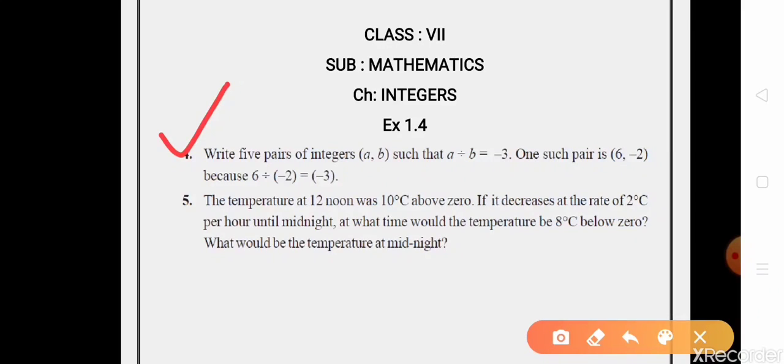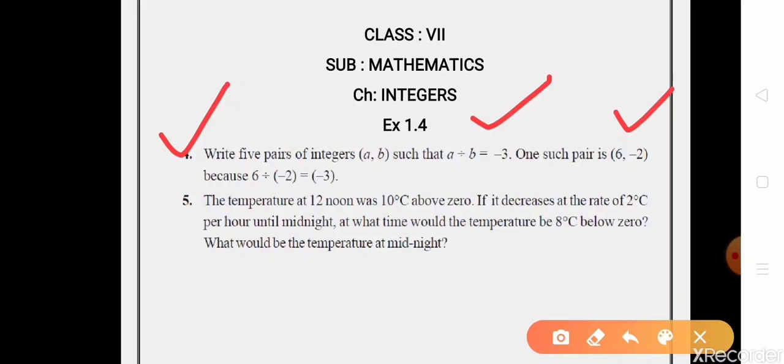One such pair is 6 comma -2 because 6 divided by -2 equals -3. Now this question is very easy. You have to find out 5 pairs of integers with a condition where when you divide a by b, the quotient should be -3. And already an example has been shown here. You have to find the rest of the 5.